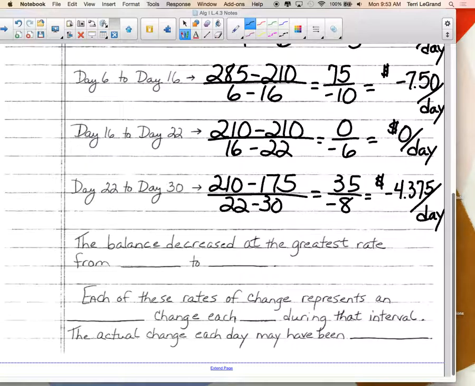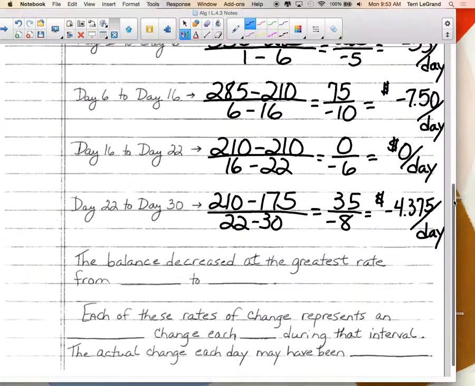Somebody tell me what that's telling us. What's going on there? It's decreasing $4.375 per day over that time interval. The bank balance on average is decreasing at a rate of $4.375 per day over that time interval.